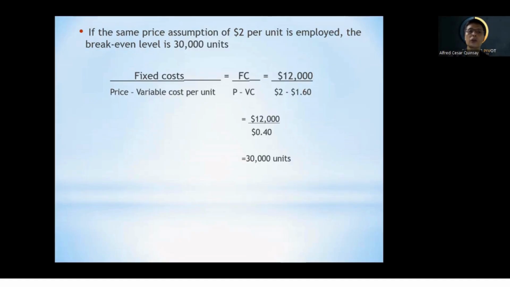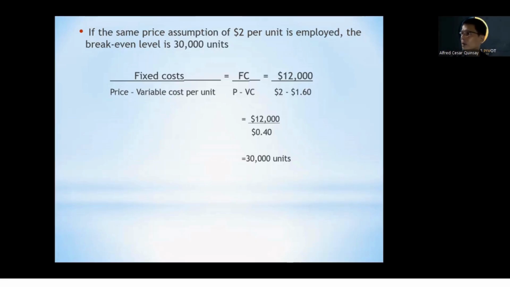Now, let's look at this. Here, they decided to invest in people. So what happened was that yung variable cost nila increased from 0.80 to 1.60. So yung contribution margin nila is 0.40 na lang. Pero yung fixed cost nila is only 12,000. That is just an assumption here. So 30,000 units, break even na sila.